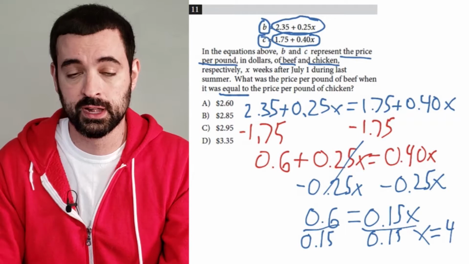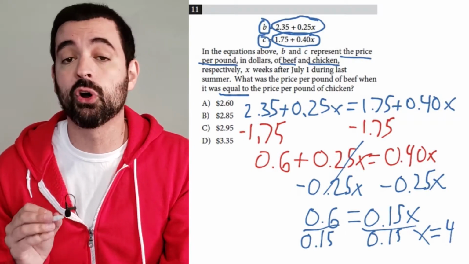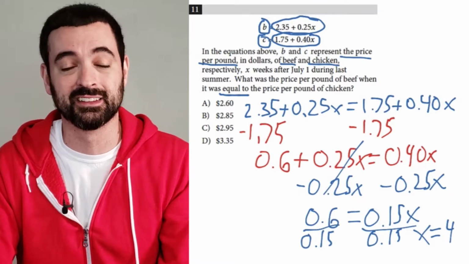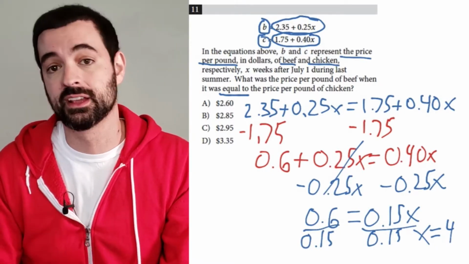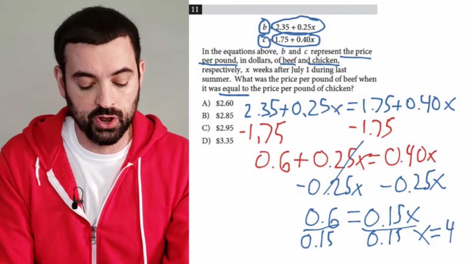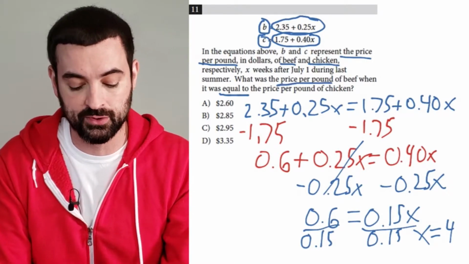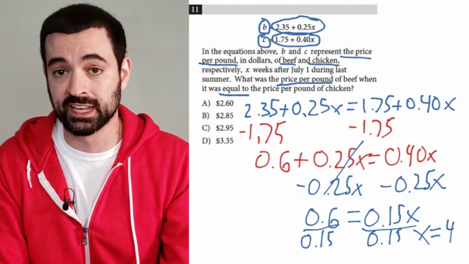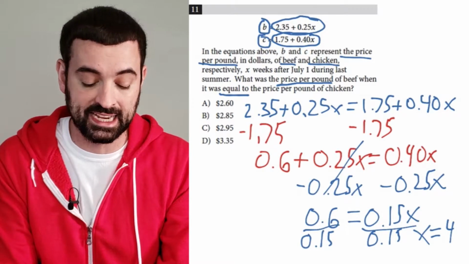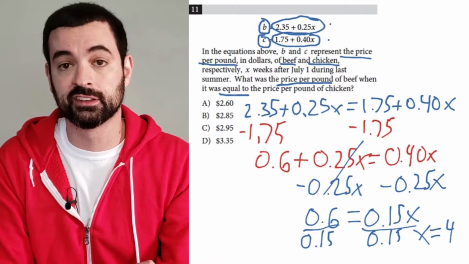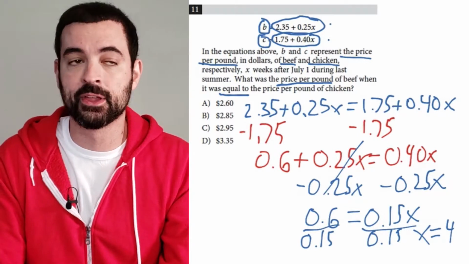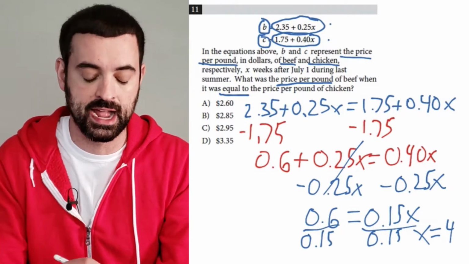X equals 4. Here's something that is always important to do when you're answering any SAT question: answer the question they're asking. So I've just found that X equals 4, but they want to know what the price per pound of beef or chicken is when they're equal to each other. So I need to put this 4 for X back into one of these two equations. Because they're equal to each other, their answers will be the same. So I can choose which one I prefer.